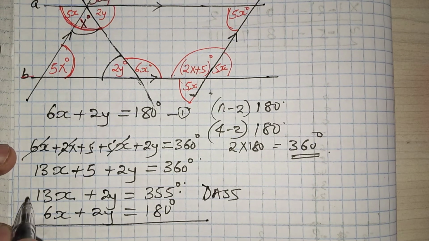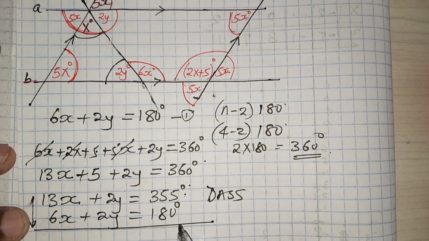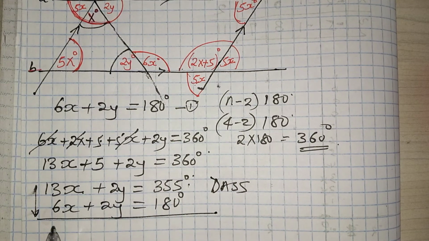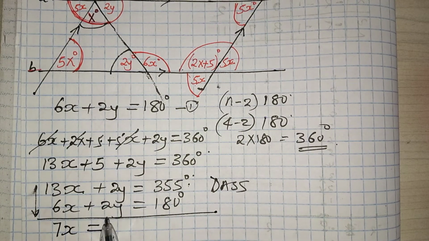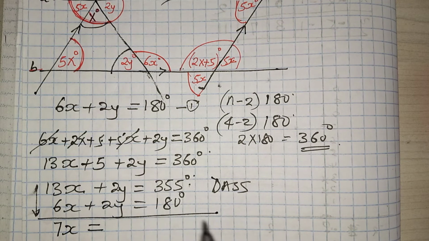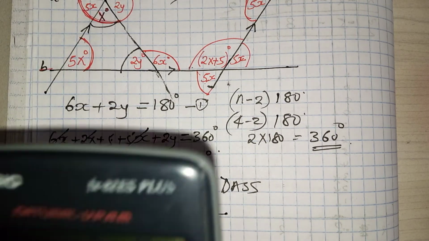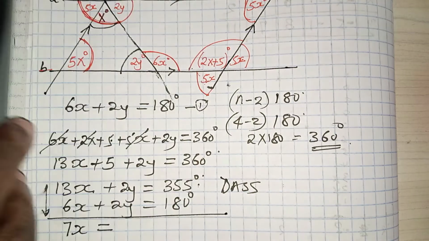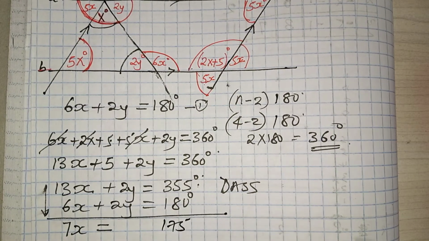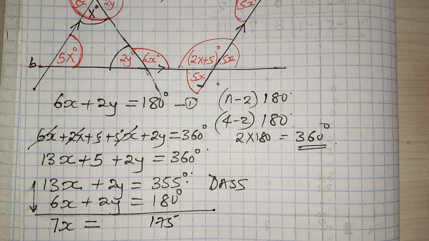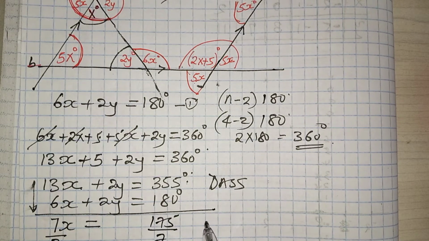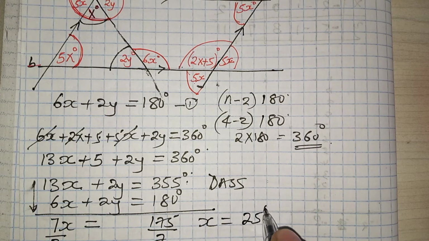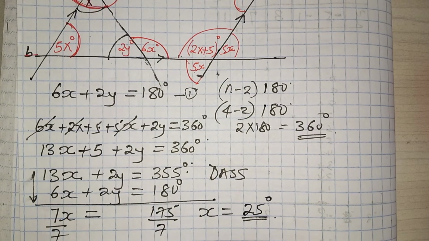We subtract equation 2 minus equation 1, or we subtract downwards. 13 minus 6 is going to give us 7x. 2y minus 2y is 0. 355 minus 180 is 175. Divide both sides by 7, and we realize that x is equal to 25 degrees. That is the value of x.